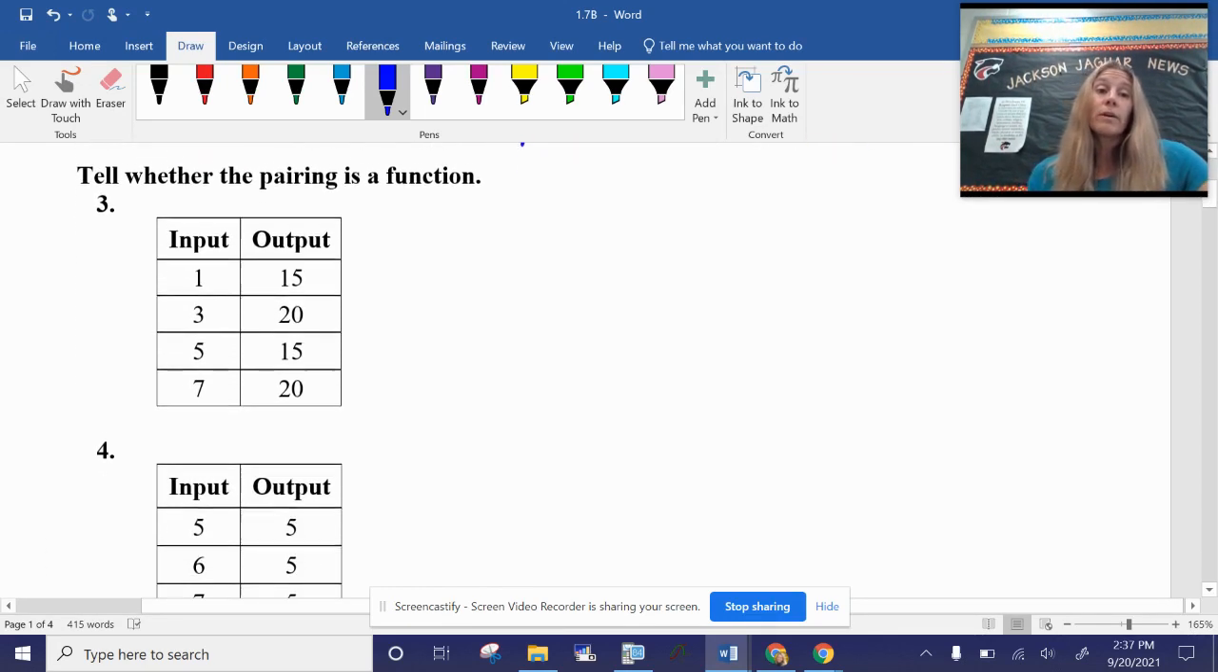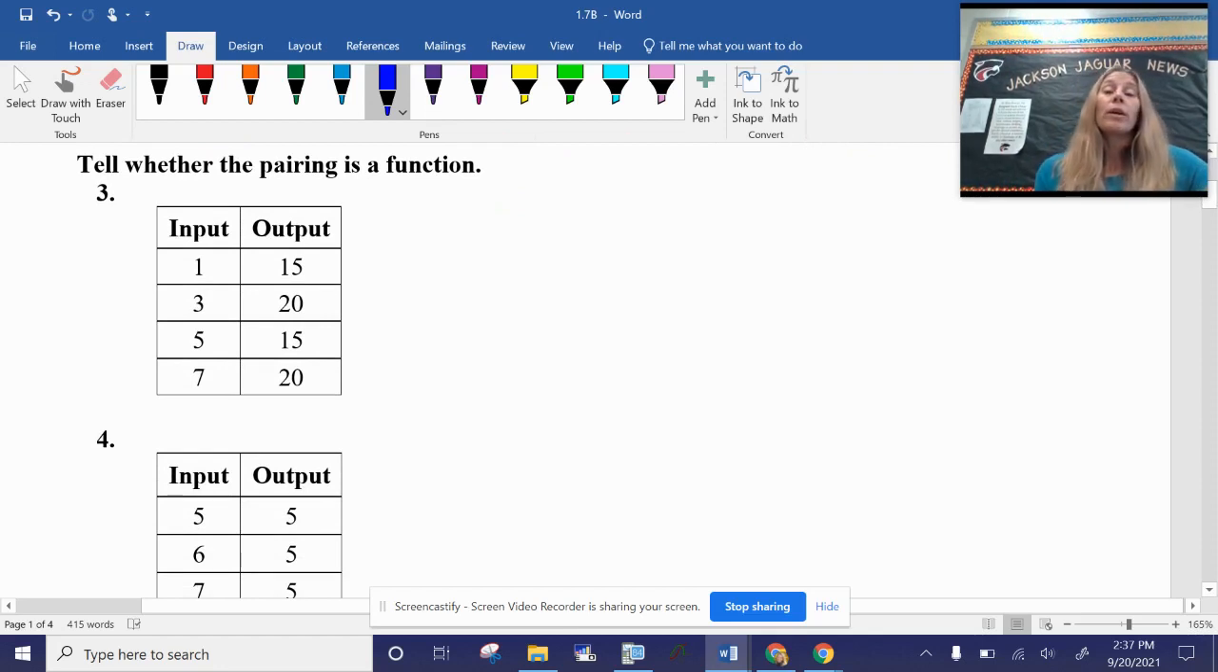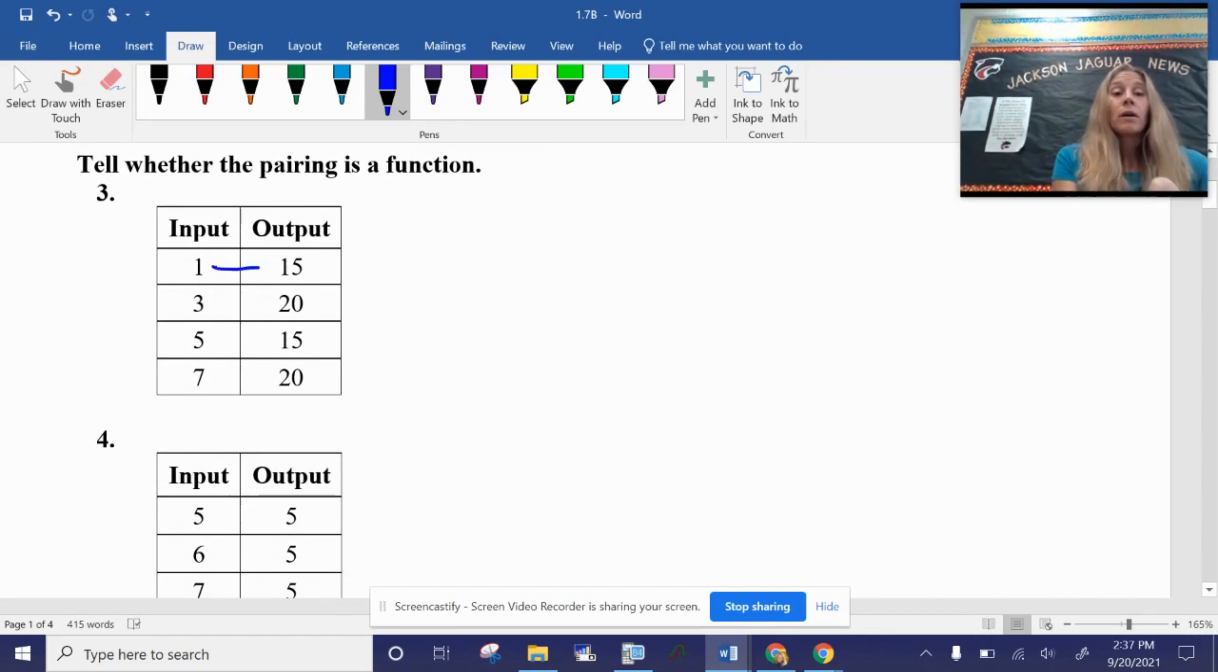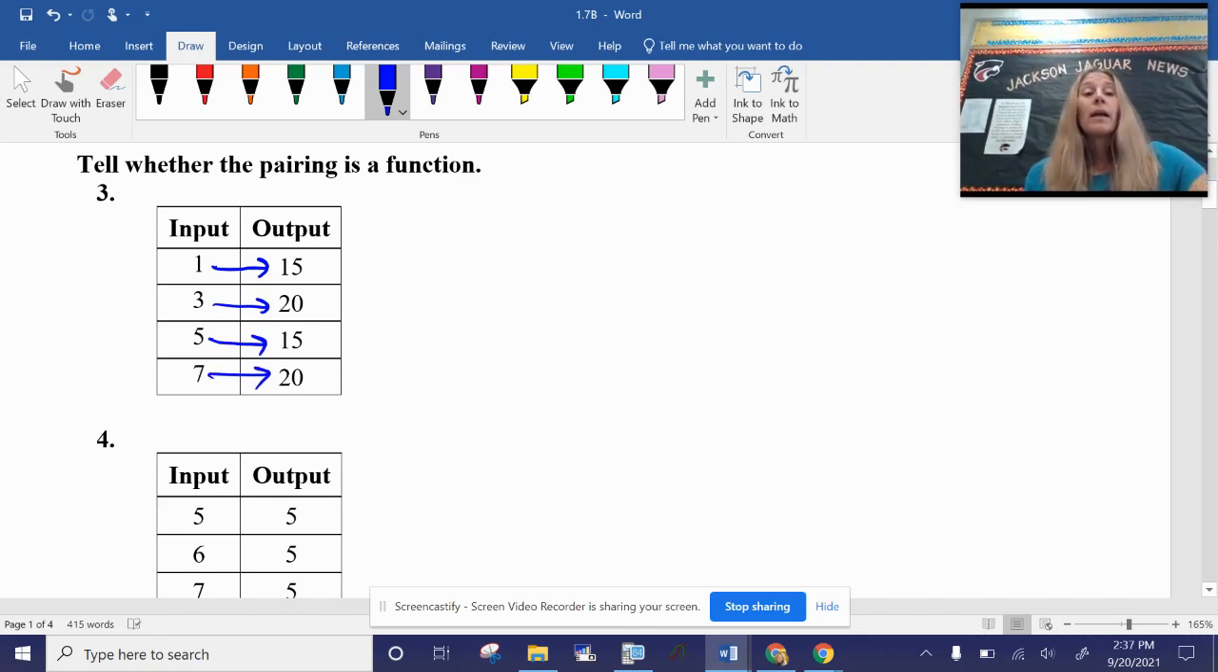In order for it to be a function, each input can only have one unique output. So if I input a 1 into my equation or my problem or my function, I'm going to output a 15. If I input a 3, I get a 20. If I input a 5, I get a 15. If I input a 7, I get a 20. Each of my inputs only had one output.